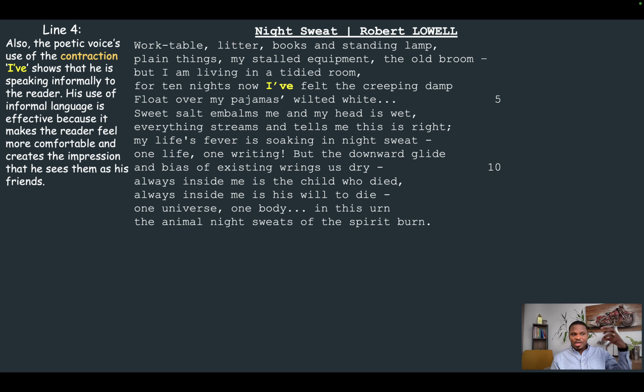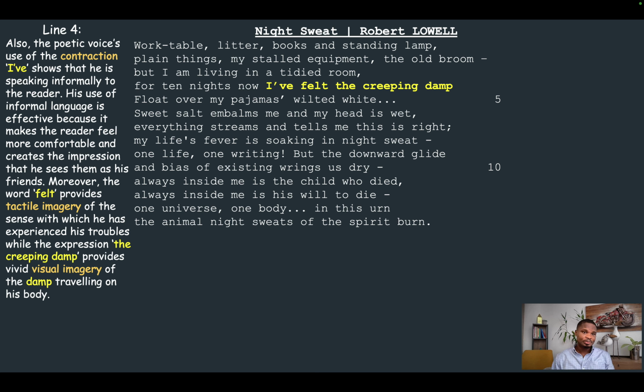Now, if you combine this with what happened in the first 3 lines, you get this sense that the poetic voice wants the reader to be extremely comfortable. So he's using contractions, and he's also giving them a tour of his house to make them feel extremely comfortable as he relays the experience that he's had. Now, moreover, the word "felt" provides tactile imagery of the sense with which he experienced his troubles. So he reveals to the reader the sense of touch with which he experienced his troubles.